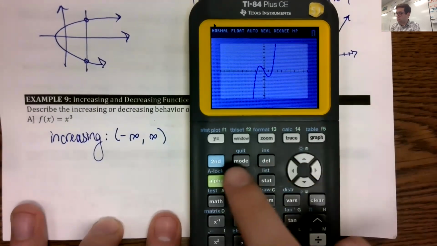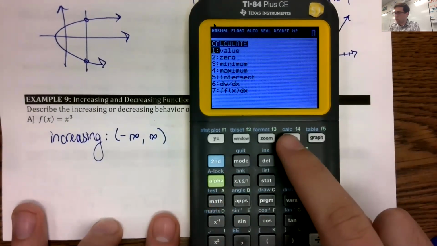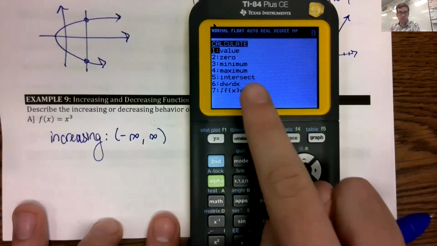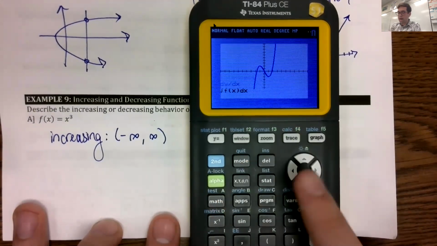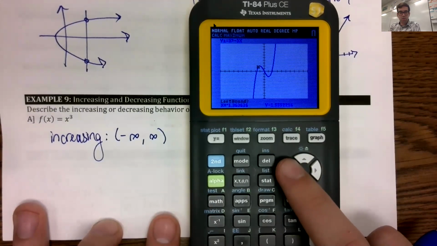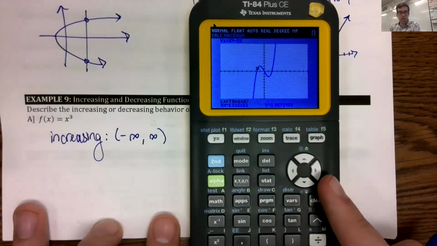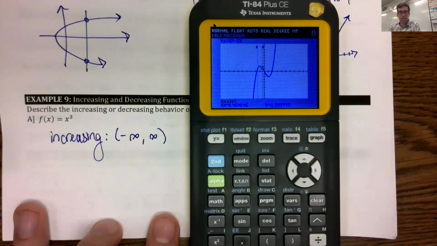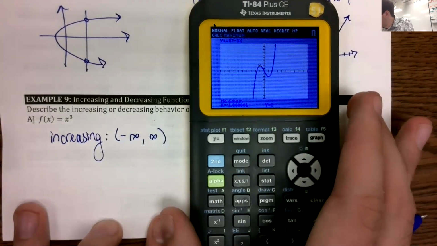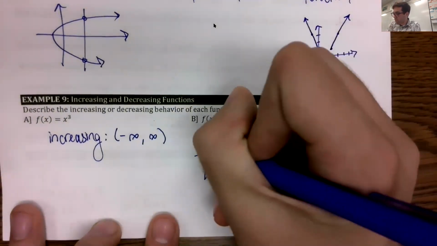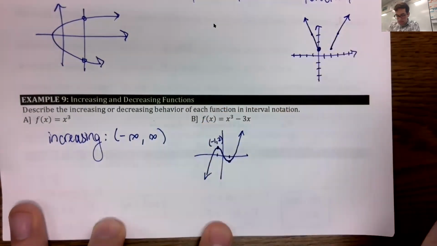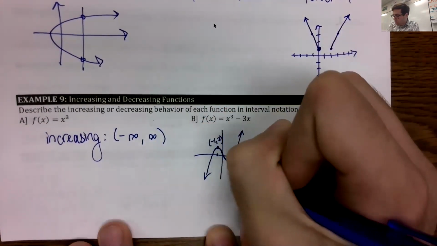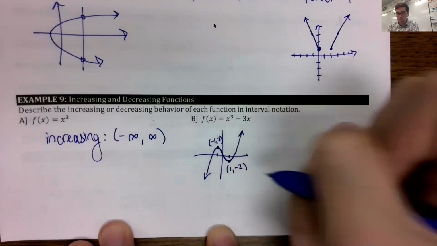If we go to second calc, so second trace to the calculate menu, we're going to go to maximum. We're going to find a maximum, so I'm going to go a little bit to the left of the maximum here and press enter, and a little bit to the right and press enter. Calculator thinks that we want to guess, but we don't, so we just press enter again, and then it found it. The maximum was at -1, 2. And I'll just tell you, if we did that again for the minimum, this one would be at 1, -2.